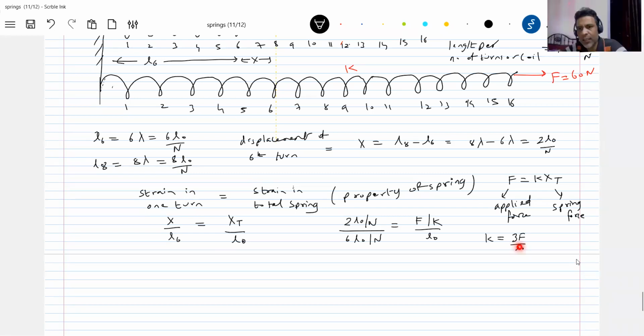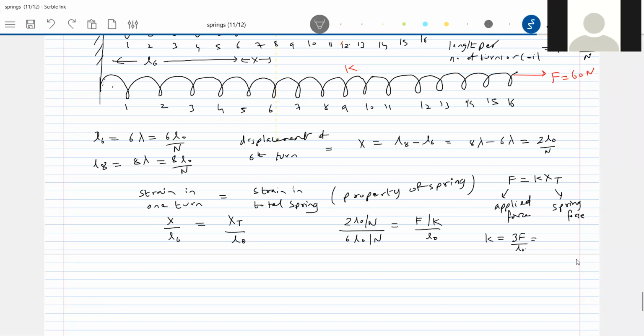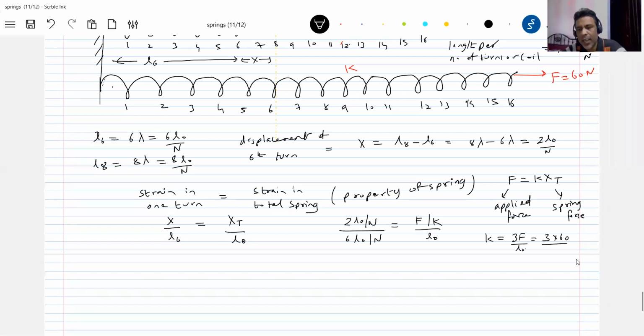Okay, fine. Substitute the value of F, and L naught is how much, given? 30. Okay, 30 centimeters. Convert that into meters and check it. How much will you get as the value of k? 3 into 60 by L naught, which is 30 centimeters. So 0.3 meter, no? So how much will the value of k be?